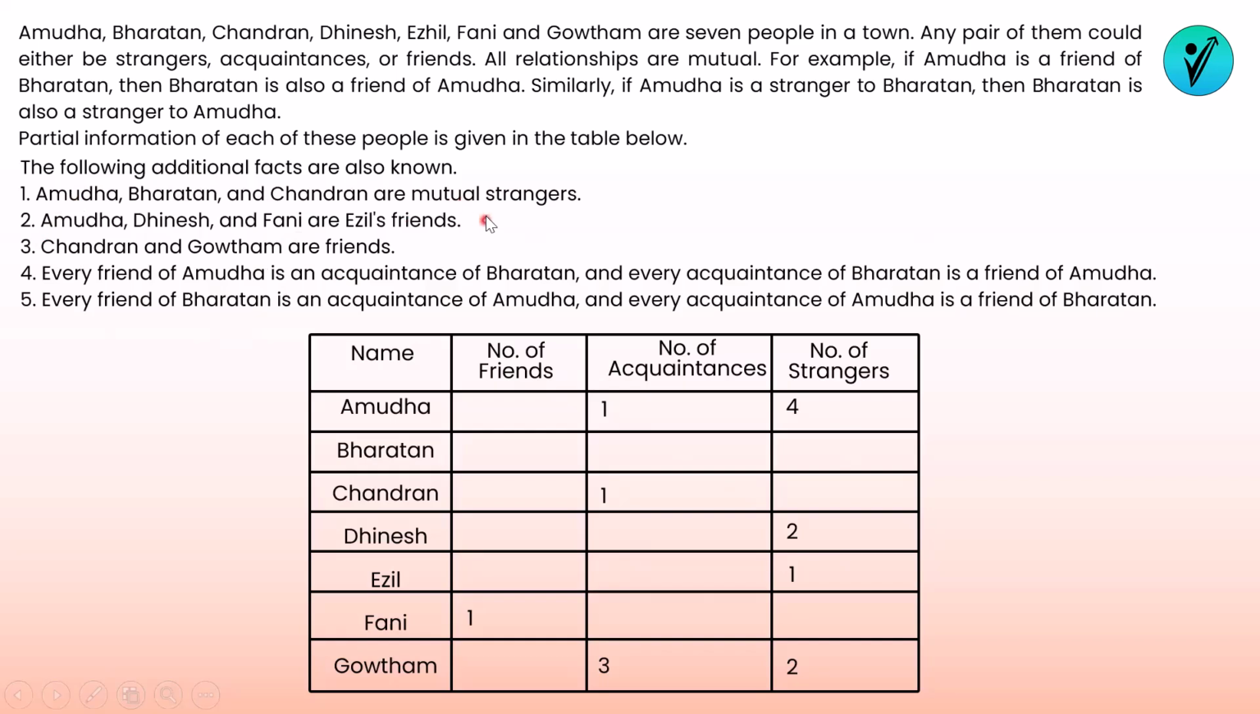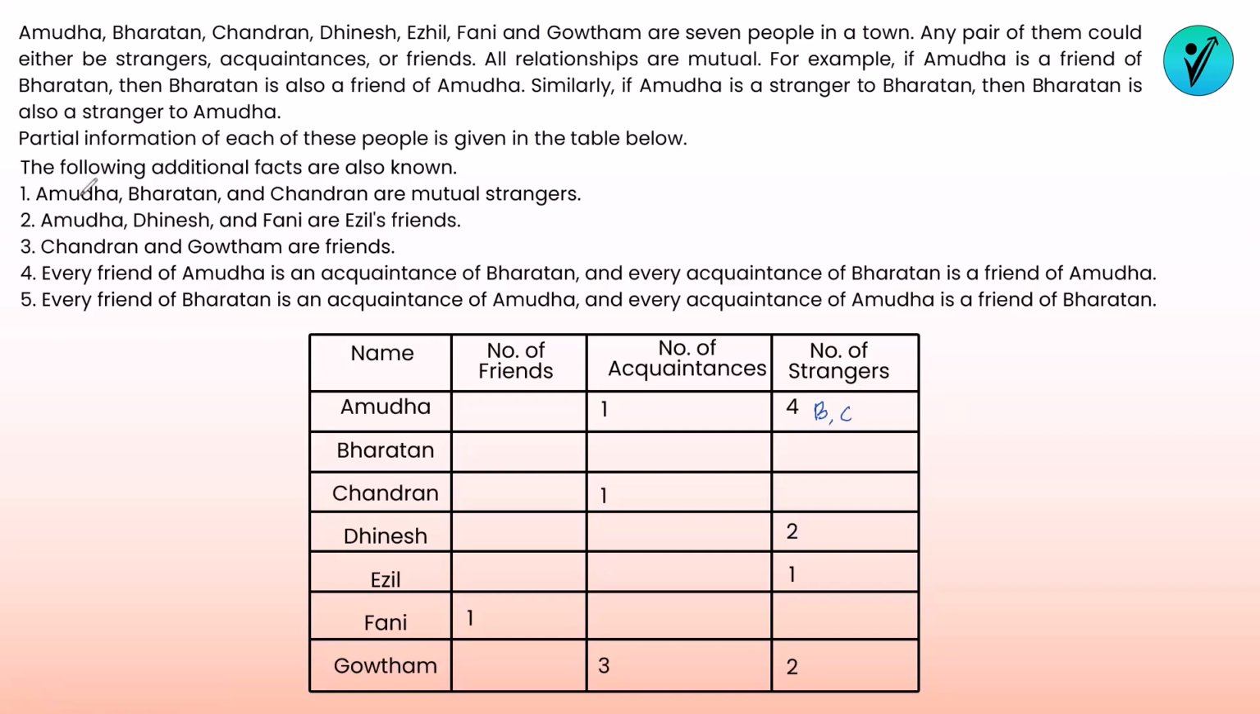If A, B, and C are mutual strangers, that means A's strangers are B and C. So in the names of strangers for A, I will be listing down B and C. Let me fill that information in. So we already have B and we have C. We have 2 people out of 4 strangers for A.